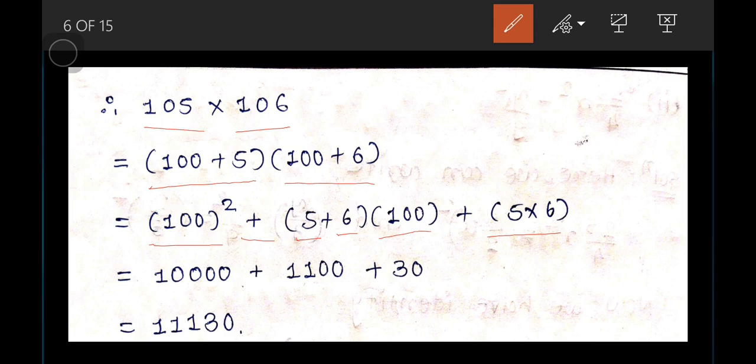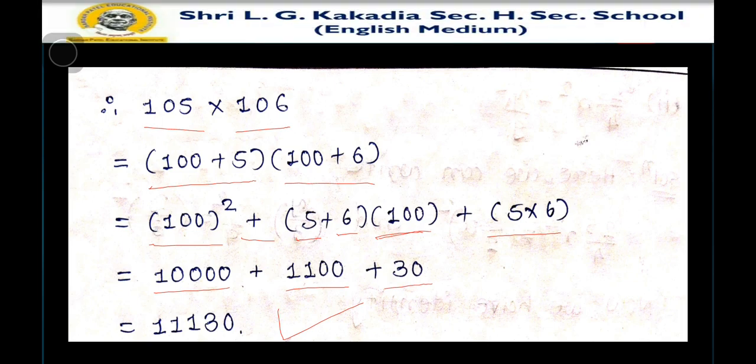Here the square of 100 is 10,000. 5 plus 6 is 11, 11 multiplied by 100 is 1100, and 5 times 6 is 30. Now you can easily get the sum of these terms: 10,000 plus 1100 plus 30, that is 11,130. This is the answer. So by using identities you can find such types of products without directly multiplying.